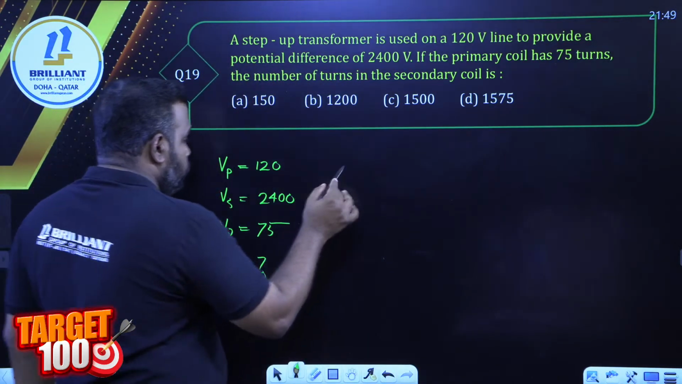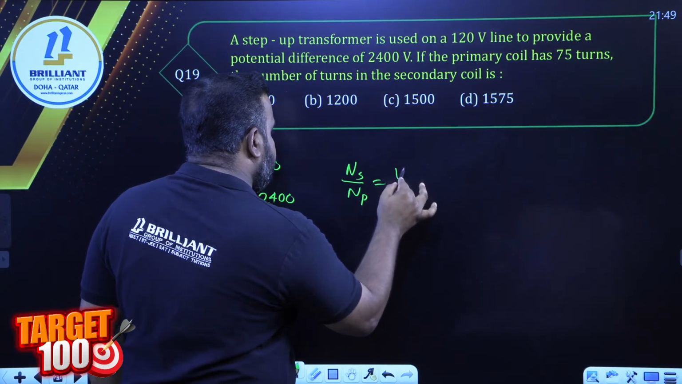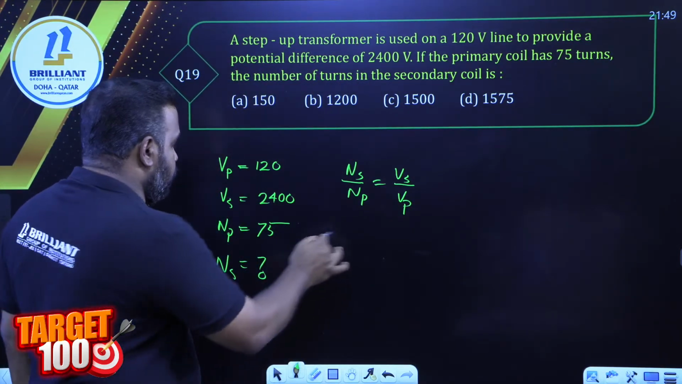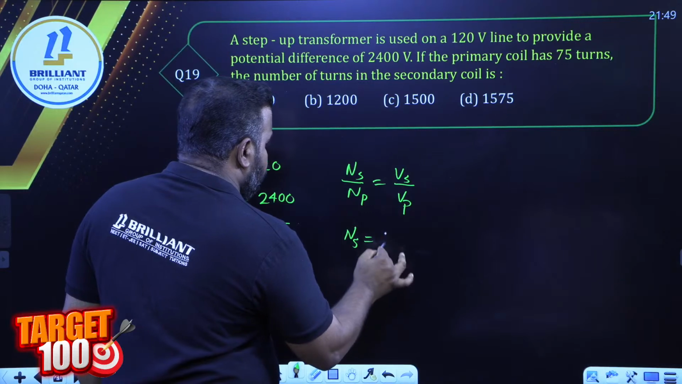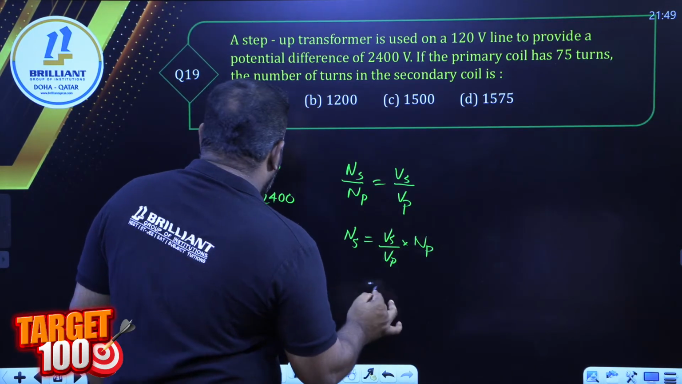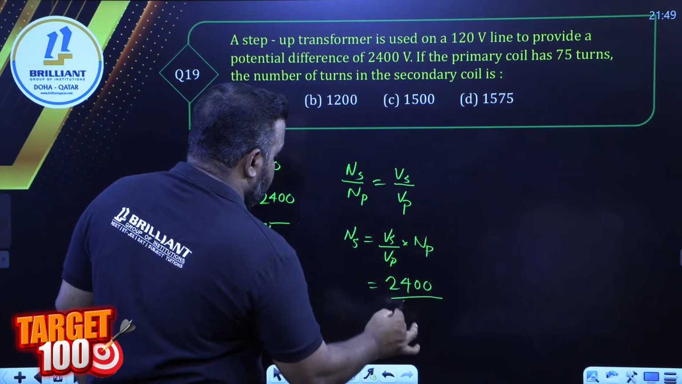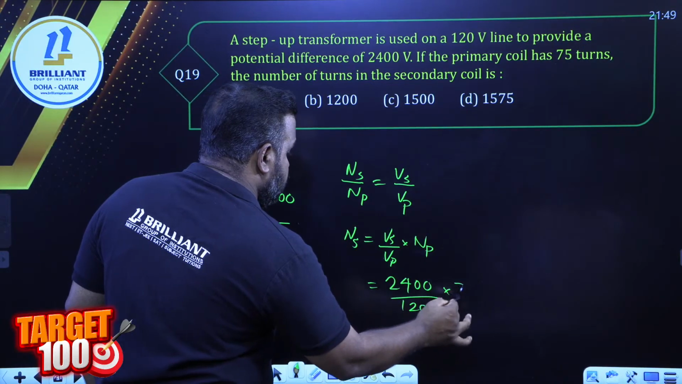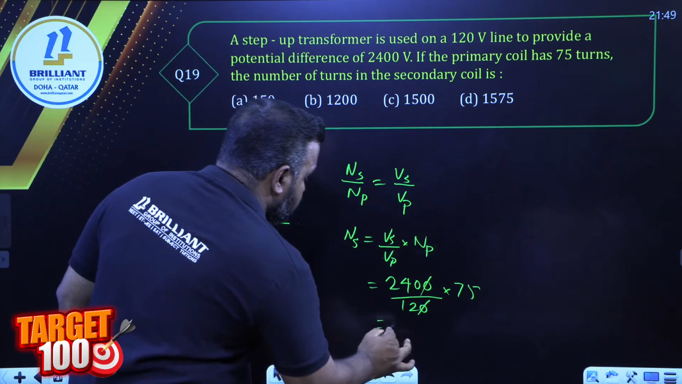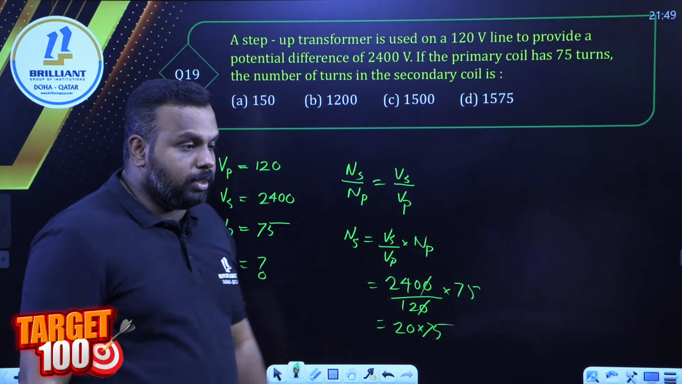The transformer ratio, NS by NP is equal to VS by VP. No confusion, NS is equal to VS by VP into NP. VS 2400, VP 120, NP 75. So 20 into 75. The answer is 1500. Yes, option C.